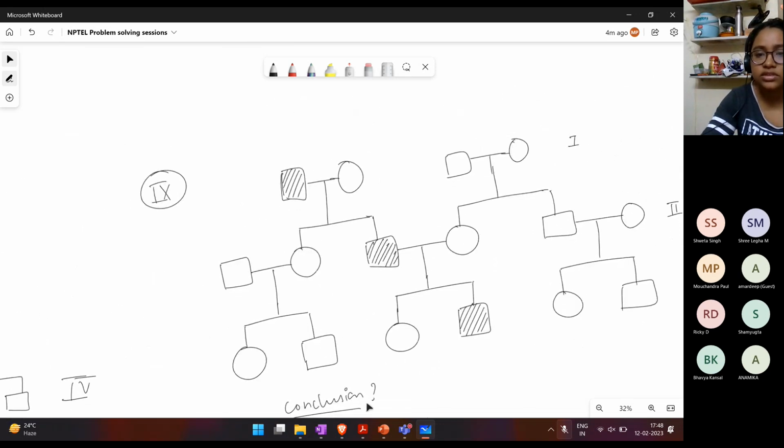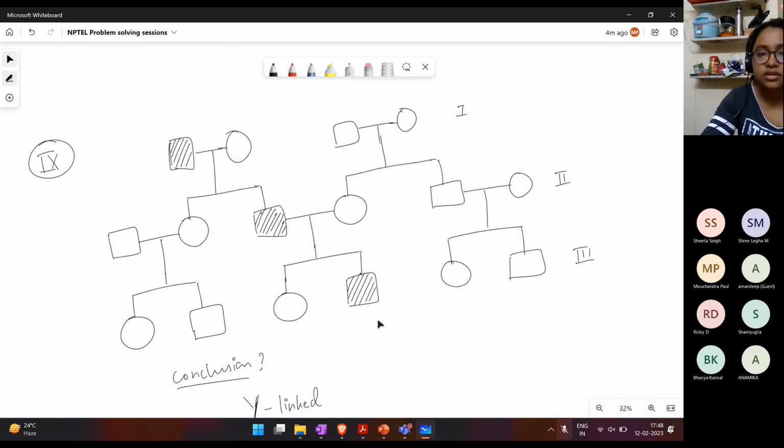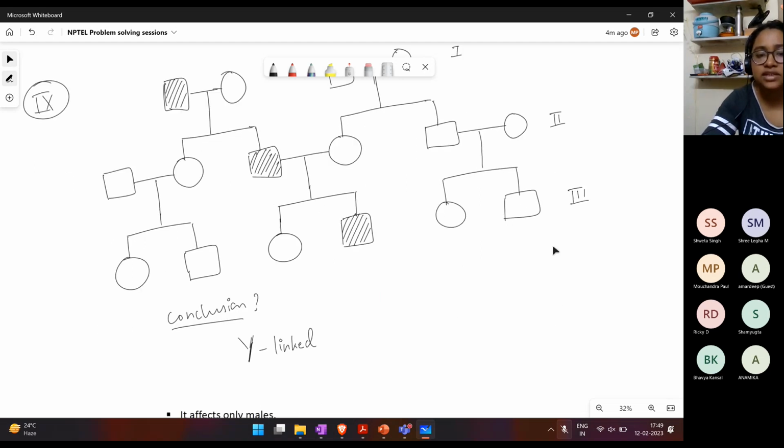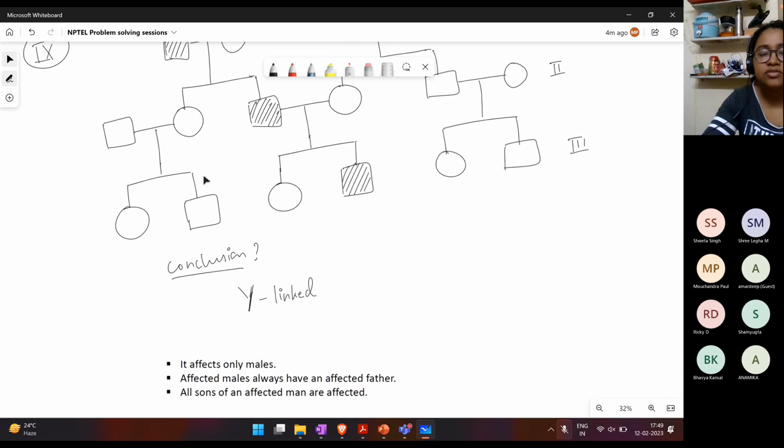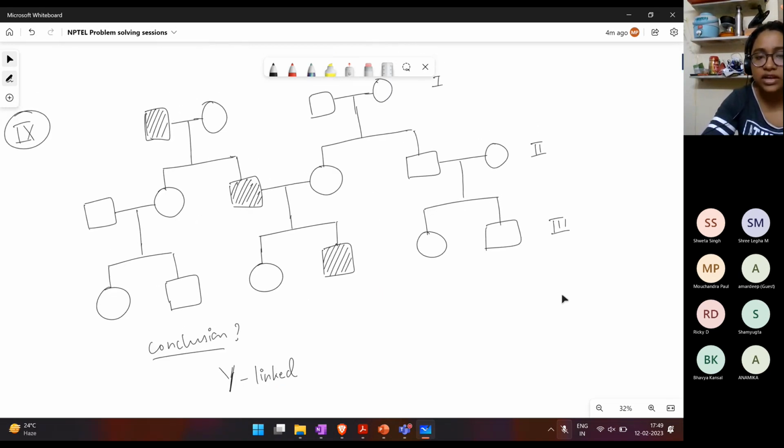Now, this is quite a rare type of inheritance, which is Y-linked inheritance, and it only runs through males, because father can transmit the Y chromosome to their sons. It never goes to daughters. So if you are given this kind of pedigree where only males are affected, and affected fathers will have affected sons, this is a Y-linked kind of inheritance.